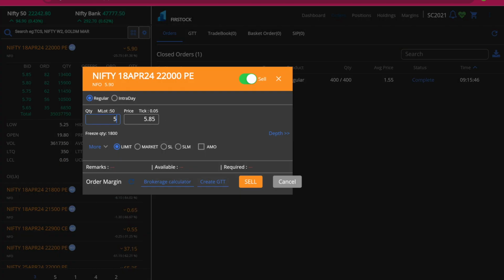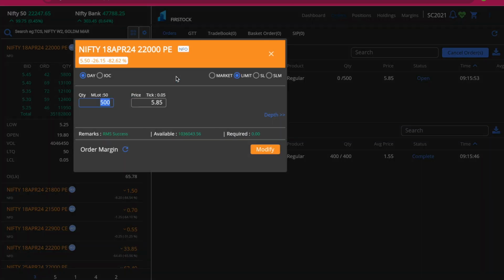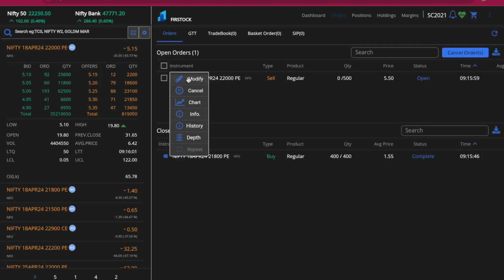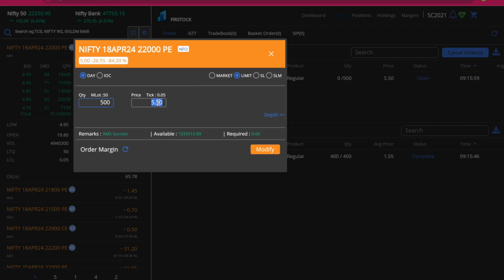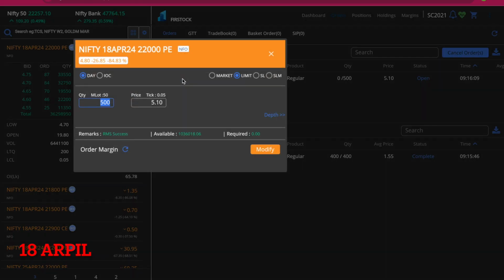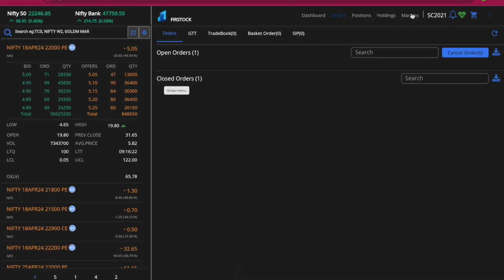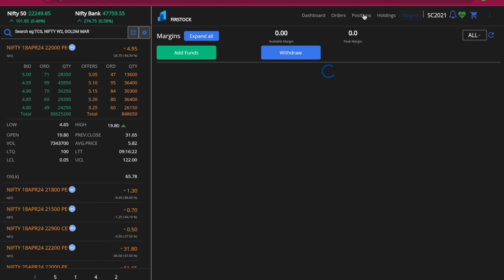We go ahead and sell this 500 quantity, 5.85 sell, not getting executed, modify 5.5, modify, okay, modify further, 5.1, okay, modify, take it at 5, okay, modify, let's trigger this. Yes, it is triggered. Cool. We got 5 rupees, 500 lots.